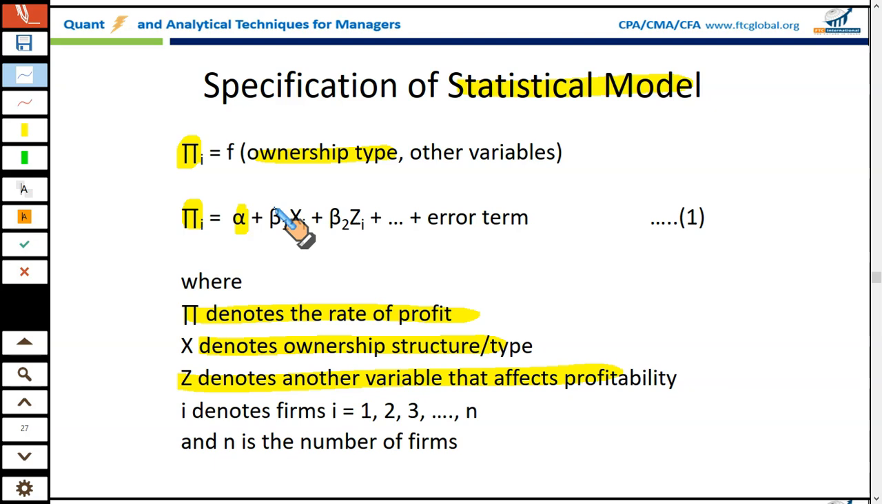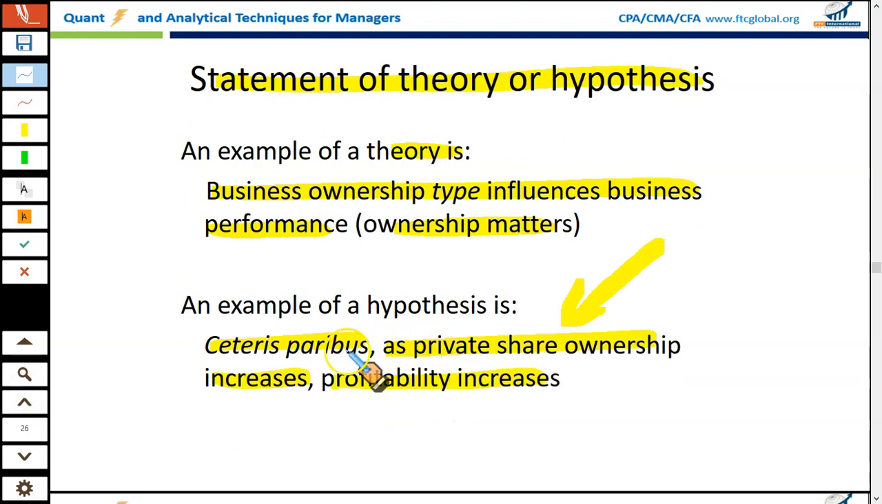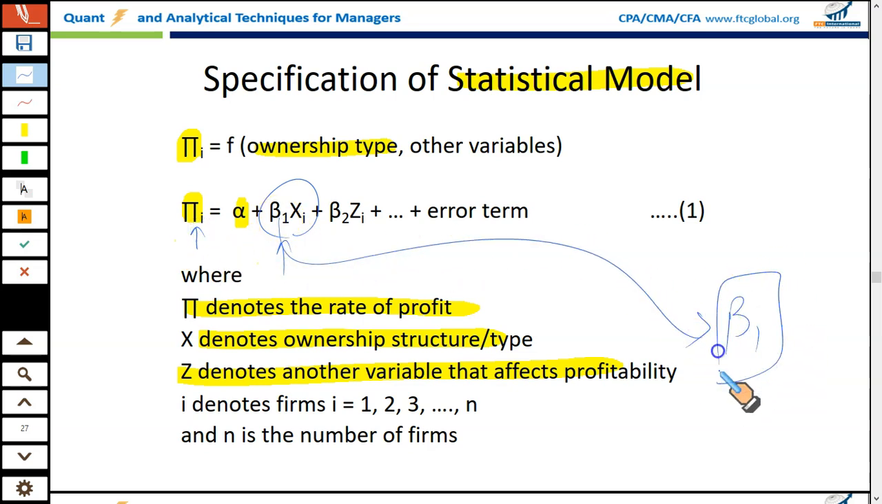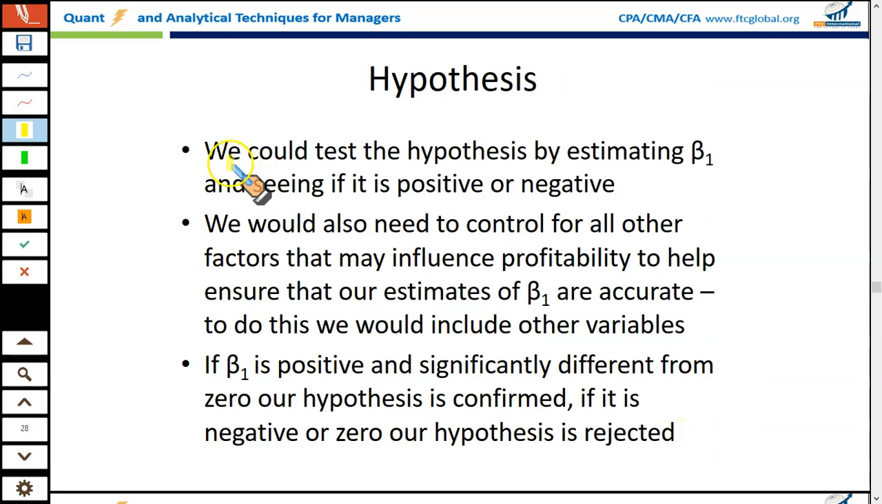And for this reason, we made this assumption, keeping other factors constant, and we just want to see the effect of change in ownership only. How does changing this variable alone affect profitability? So we are interested in beta 1 only. So we could test the hypothesis by estimating beta 1. That's our focus. Either it's positive or negative. So we need to keep all other factors in control. All other factors must stay fixed. That's called ceteris paribus, keeping all other factors constant.